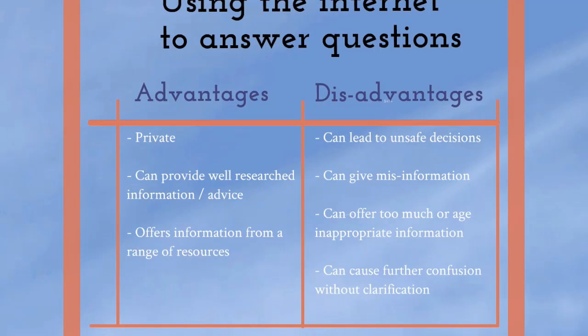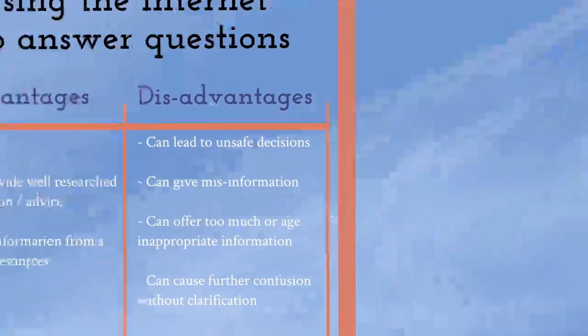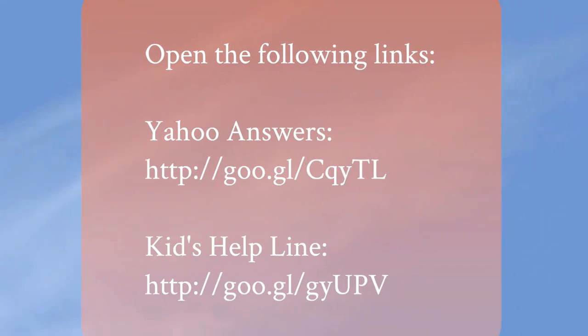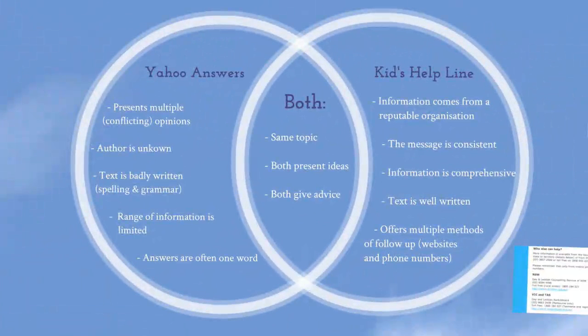I'm going to be talking a bit about helping students discern between reliable and unreliable sources of information on the internet. I'd like you to pause the video now and open the 2 links shown here. As you look at the sites, think about what a student might be thinking or feeling as they read the information. We're using a Venn diagram to highlight the similarities and differences in both sites. I've also found this a useful activity to do with students where they contribute ideas to each portion of the diagram.